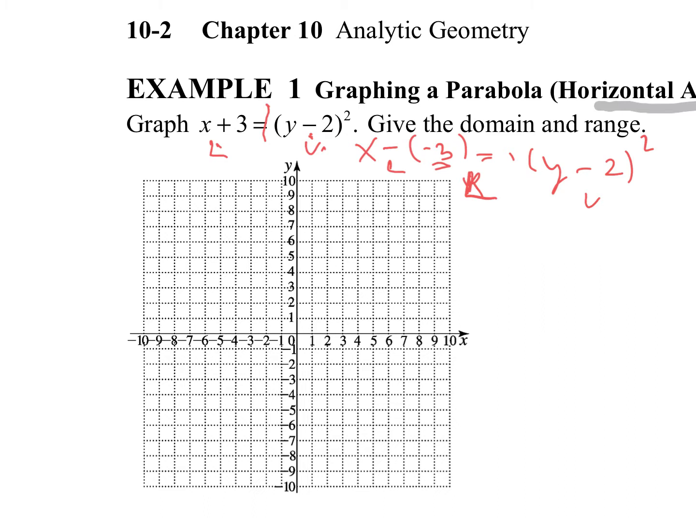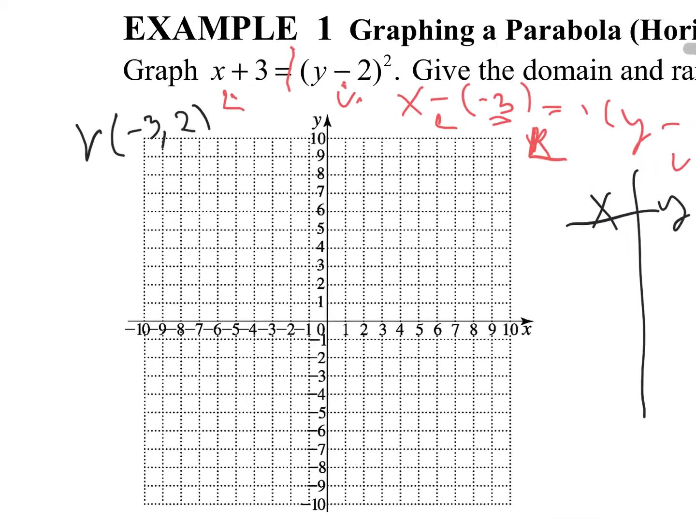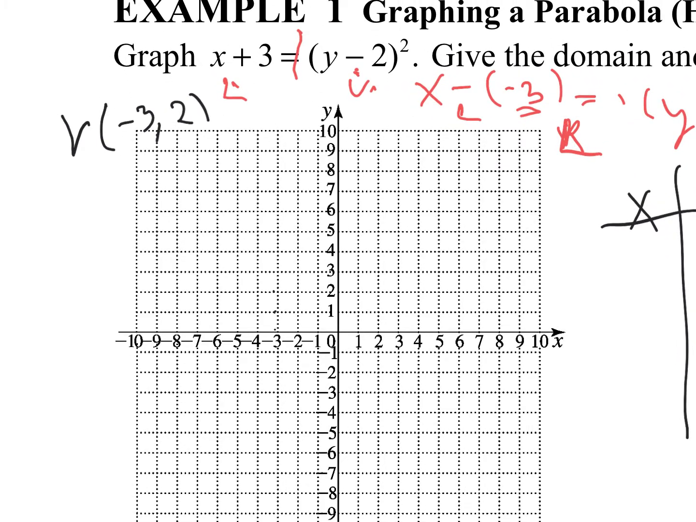So let me take my table, and I didn't graph the vertex. I did write left and up, so let me go vertex. Opposite of a 3 is a negative 3. Opposite of a negative 2 is a positive 2. So negative 3, 2 puts it up there. So here's my axis of symmetry. And it's horizontal. And so this is going to open up like this.